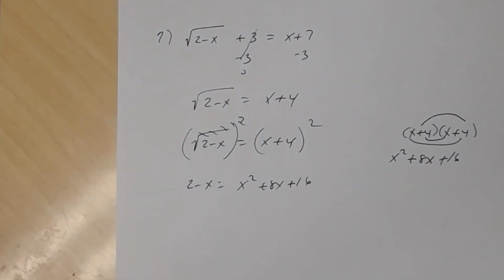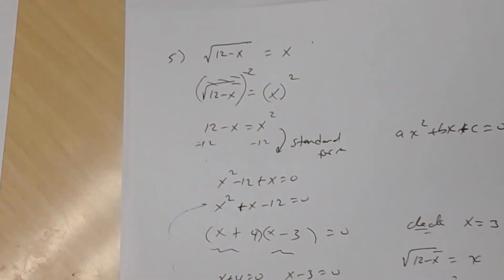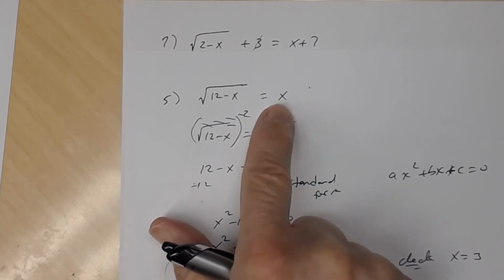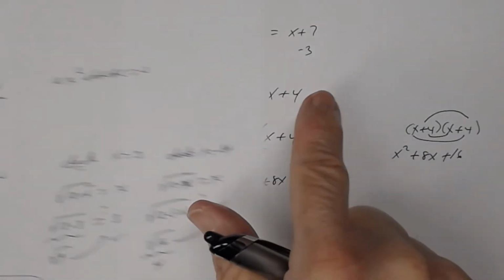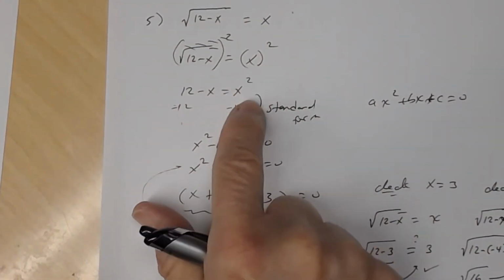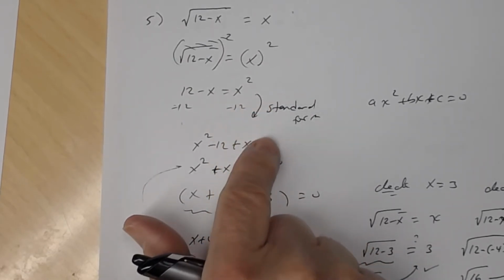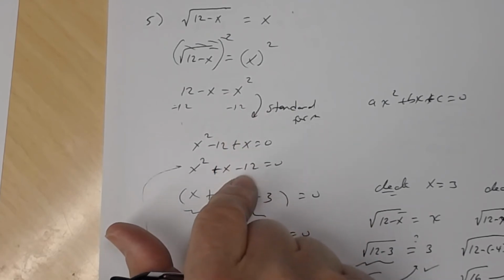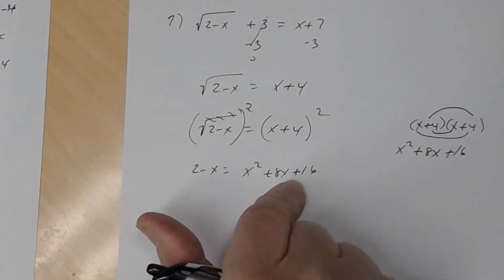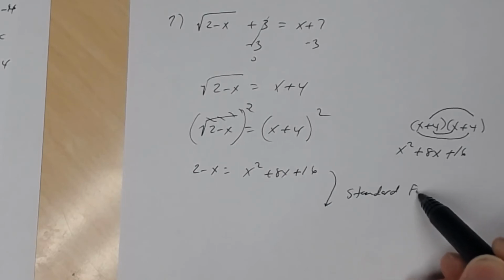Now, if I compare this with the previous problem, on this side there was only one term. Over here, there were 2 terms. So when I squared both sides, I ended up with still just one term, and it was easy to get the quadratic in standard form. Here, though, when I square both sides, I get a trinomial. But you still want to put it in standard form. It still has to be in standard form.